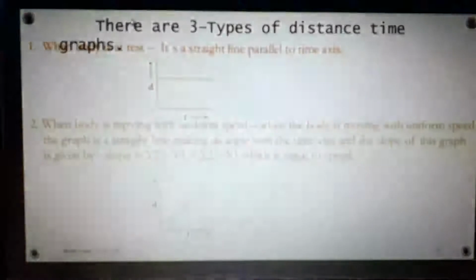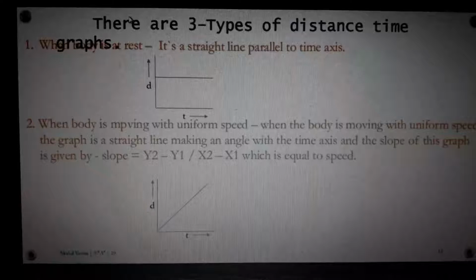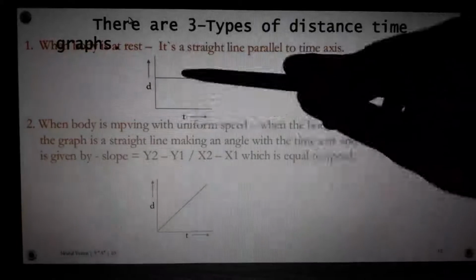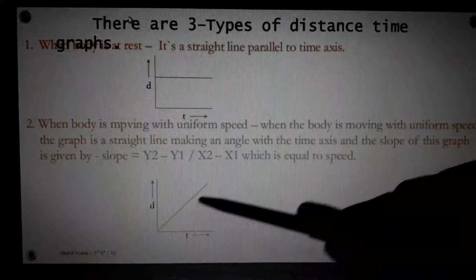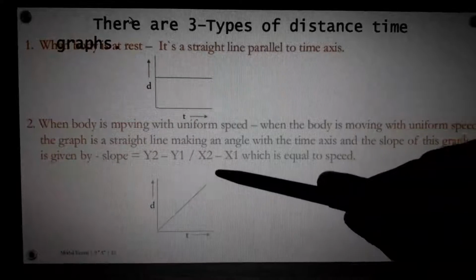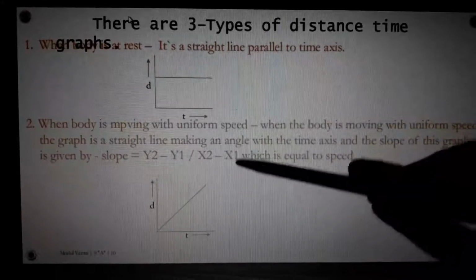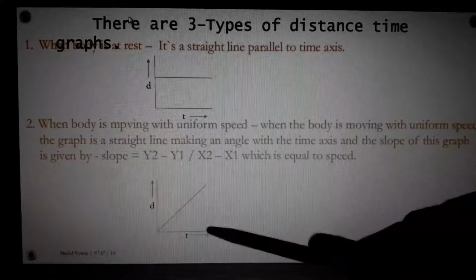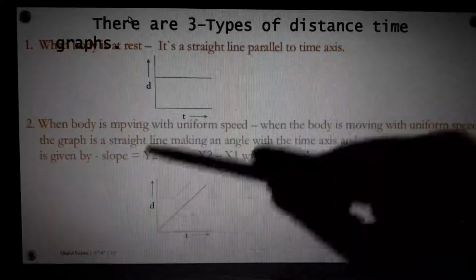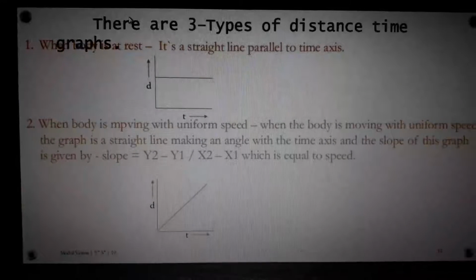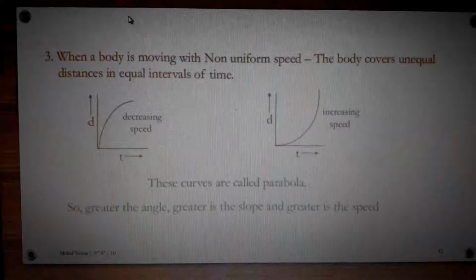The distance time graph for a body at rest will be a straight line parallel to the x-axis, and when the speed is uniform and the body is moving, it will be a straight line which cuts the entire plane into half. Okay, let's see.